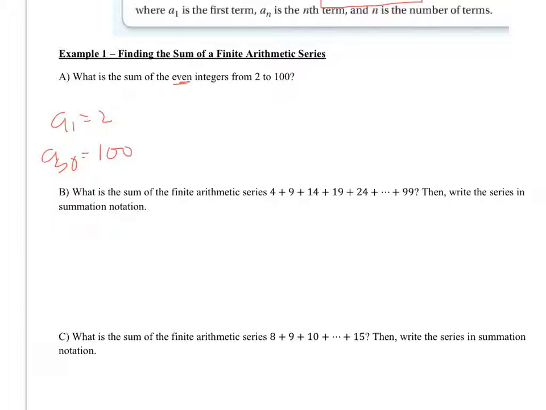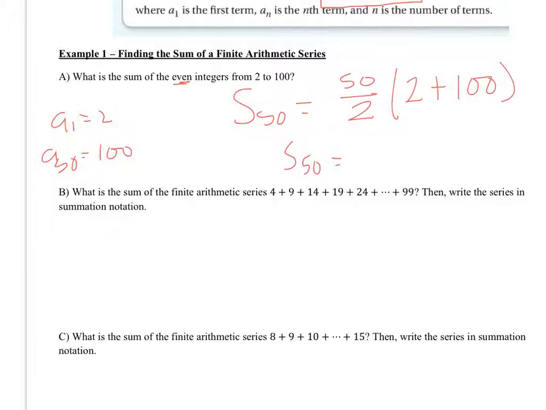So when I use that formula, the S is saying the sum of 50 terms, and we know that we have 50 numbers because of this right here. 50 numbers, that's what n stands for. Divide by 2, looking at that formula right above, and then it's your first term plus your last term. If you plug that into your calculator, the sum of the first 50 terms would be 2,550.